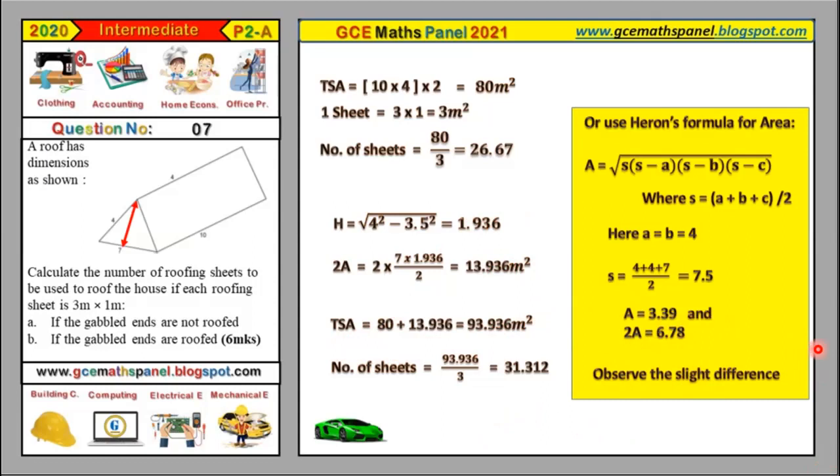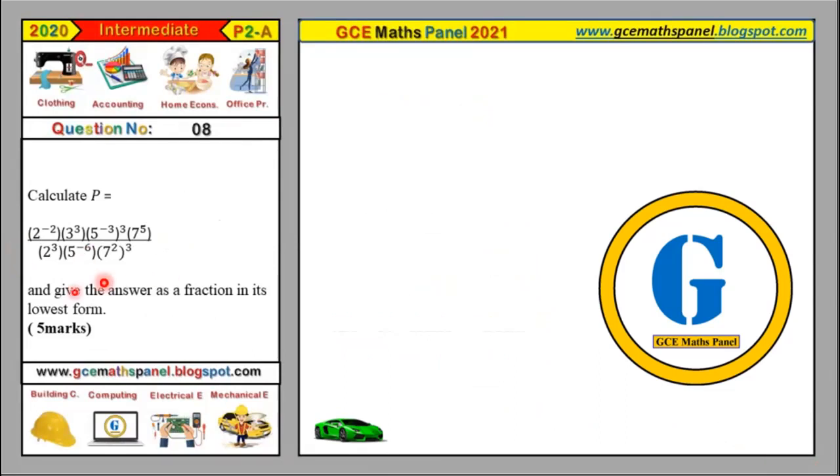All right. So now the next question reads, if P is equal to that, simplify P as a fraction in its lowest term. So here we just have to apply the laws of indices.